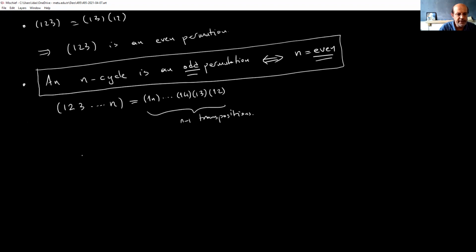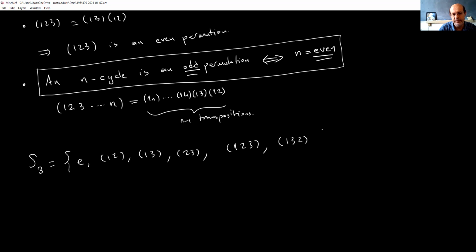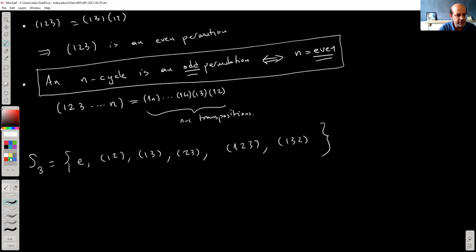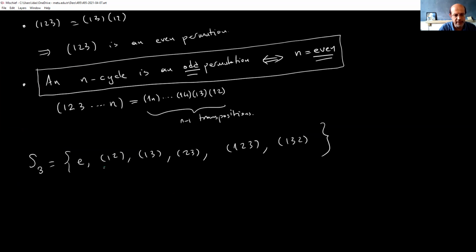So as a result, for example, I can look at S3 in here. It consists of identity, these transpositions, and then these 3 cycles, right? You can easily see this. I'm going to write it with a colored thing like that. So these are odd permutations. And well, these are even.